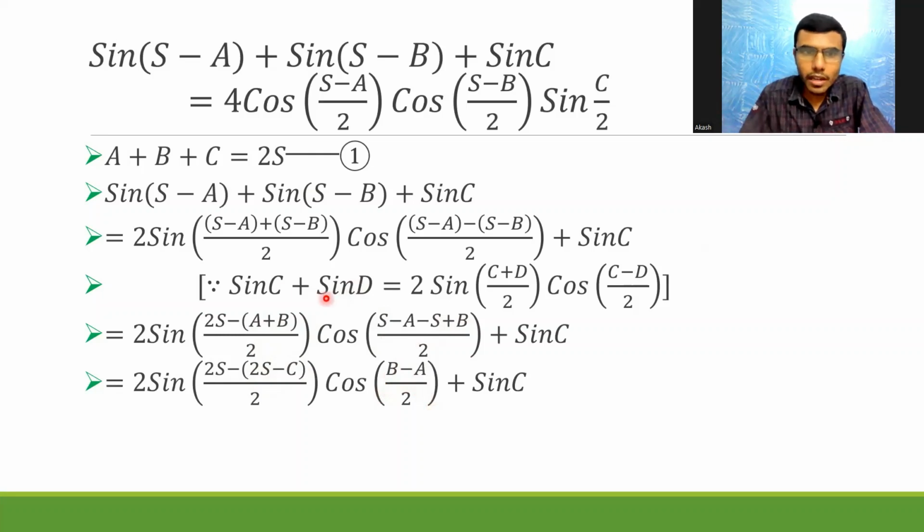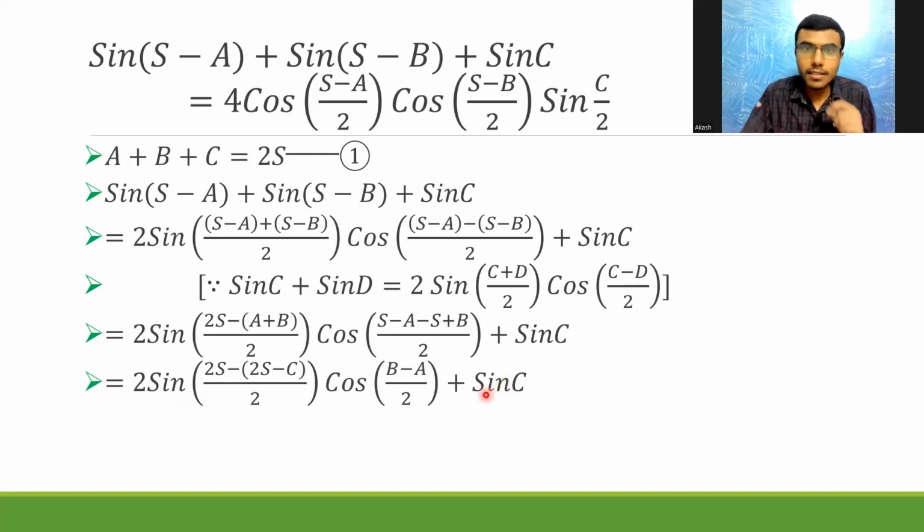Now, here if you observe, 2s minus of 2s minus c. If I multiply this minus to both the terms, I have minus 2s plus c. So ultimately 2s and minus 2s would get cancelled, and I'm left with c by 2. Here this entire term would become sine c by 2.